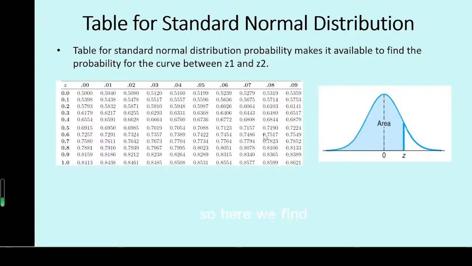So here we find the value is 0.7190, which means this area is 0.7190. From different Z values, we can find different cumulative probabilities. Then we can take the difference between these two Z values to get the shaded area between them, right? We will show more examples later.